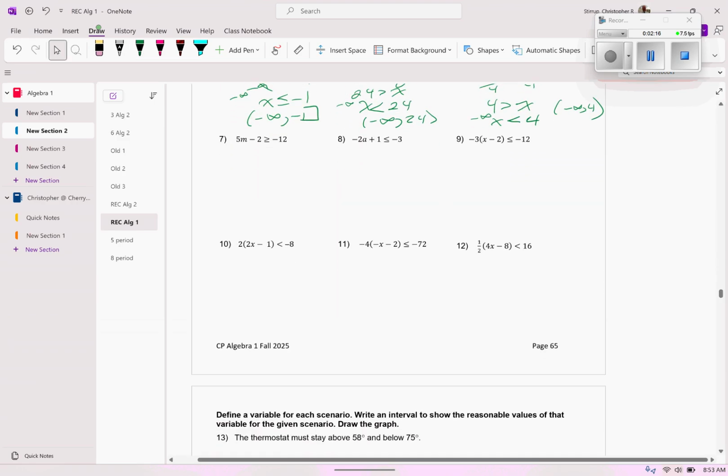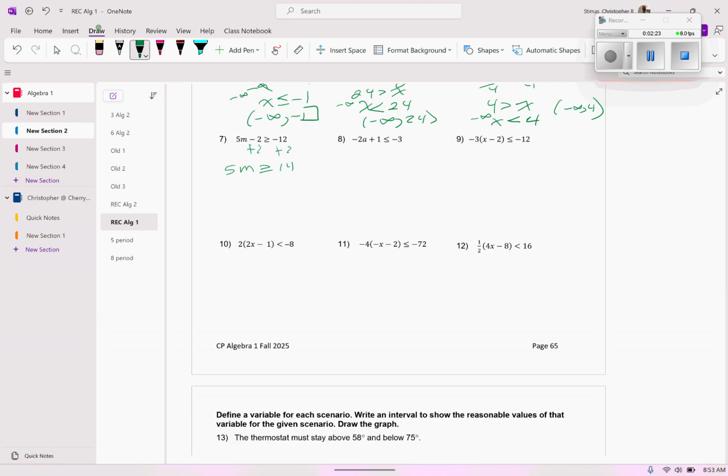Number 7, let's go ahead and add 2 to both sides, so 5m is greater than or equal to, excuse me, negative 10, sorry about that. Divide each side by negative 5. We're not dividing by a negative, so the sign doesn't flip, though the original was negative. So that's pointing to infinity, so I'm going to go square bracket 2 to infinity.